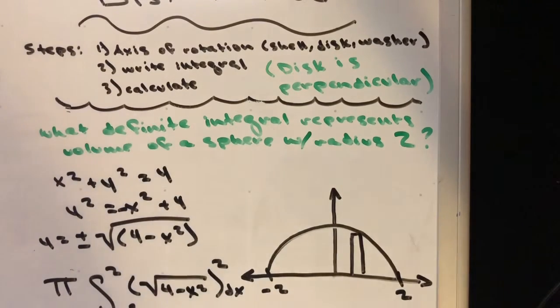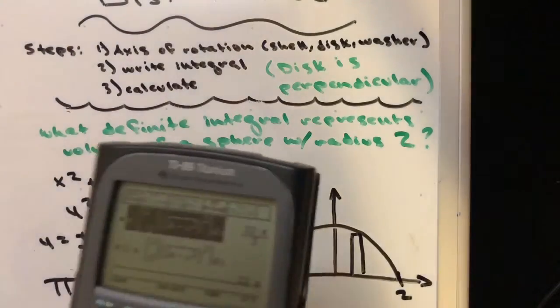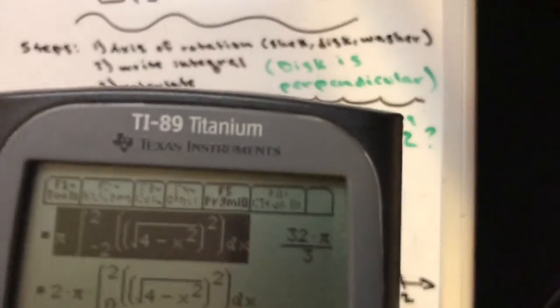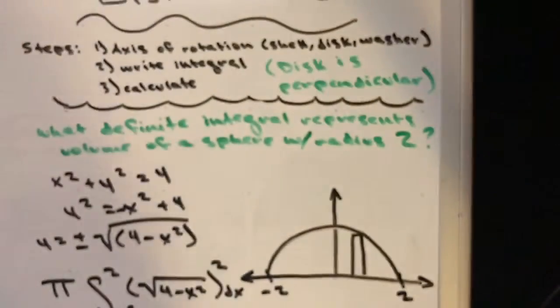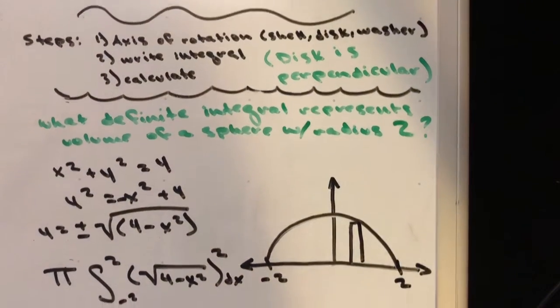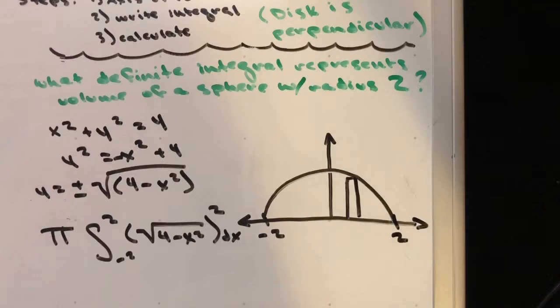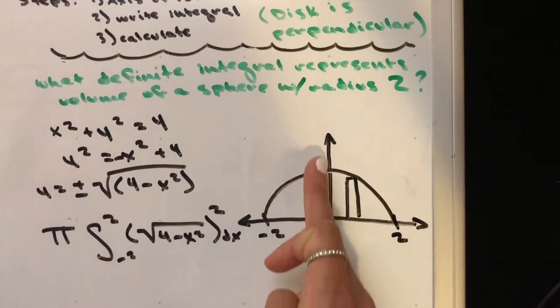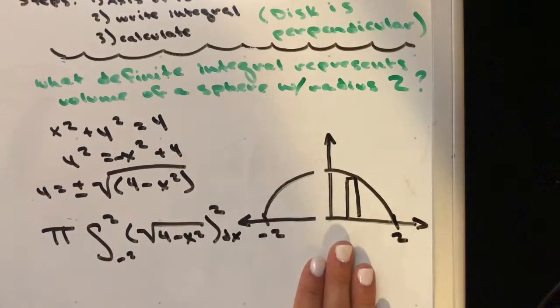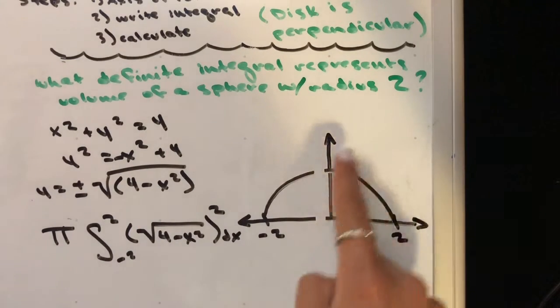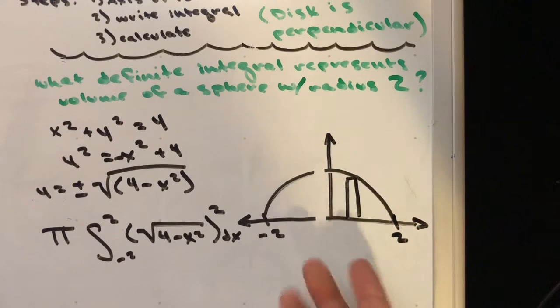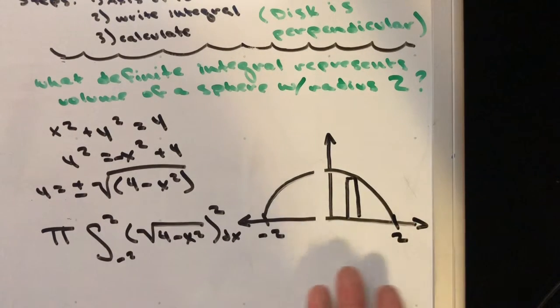So we would just plug it in, and when you put it into your calculator, you should get 32 pi over 3. But the other thing that they could do is if you pretended that you were going to split this in half and you were going to pay attention to the other part of this, if you found the volume of this area and you multiplied it by 2, it has symmetry, so it would be the same thing.